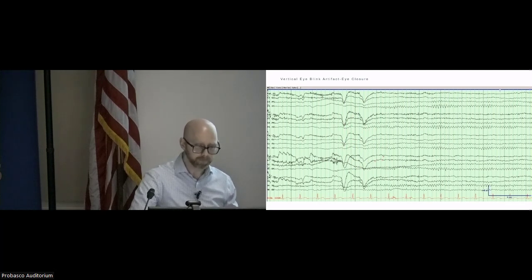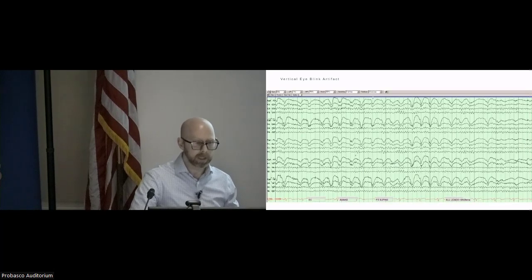And then when you are blinking really fast, it can start to look kind of weird, like something abnormal is going on here. But again, it's really isolated to these frontal electrodes. So this isn't frontal intermittent rhythmic delta activity, the old school term, or generalized rhythmic delta activity, the new school term. It's not that, because it's actually all eye blink artifact.